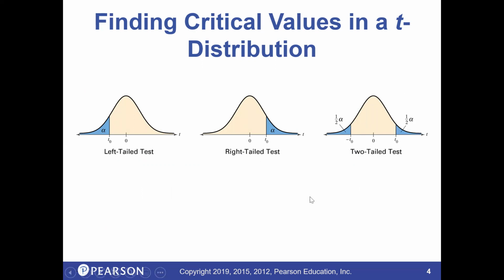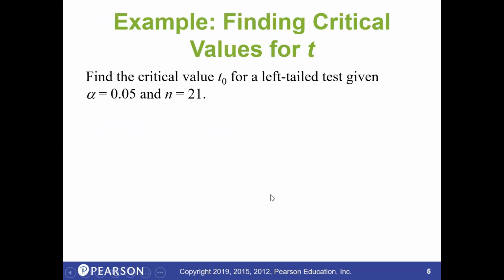Okay, let's practice just a little bit with the left tail test. Can you find the critical value t-naught for a left tail test given that alpha is 0.05 and the n value is 21? So we have 21 participants, 21 people in the class. Give me the t value.